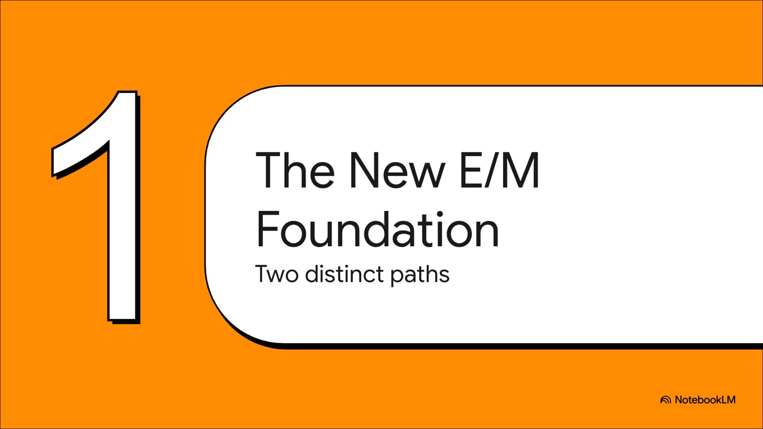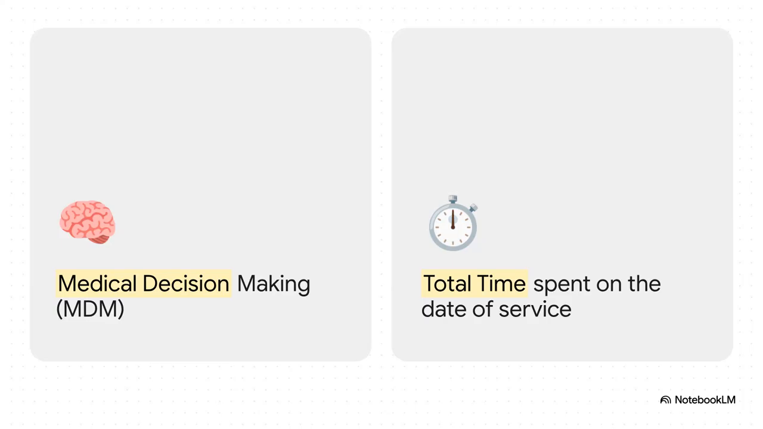Part 1. The new E&M Foundation, featuring two completely distinct paths to code selection. The modernized AMA guidelines actually did us a huge favor. They beautifully simplified how we select codes. You remember the old days, right? Counting every single element of a patient's history and physical exam? Well, those days are gone. Now you simply choose between two distinct pathways, medical decision-making on one side or total time spent on the date of service on the other. It really all comes down to complexity or time.